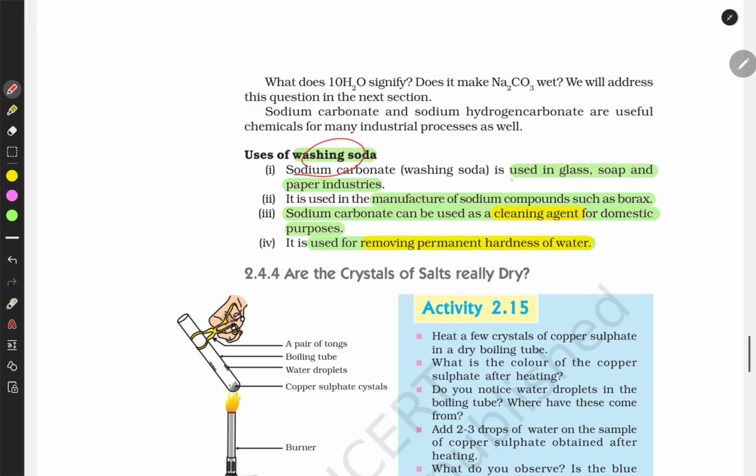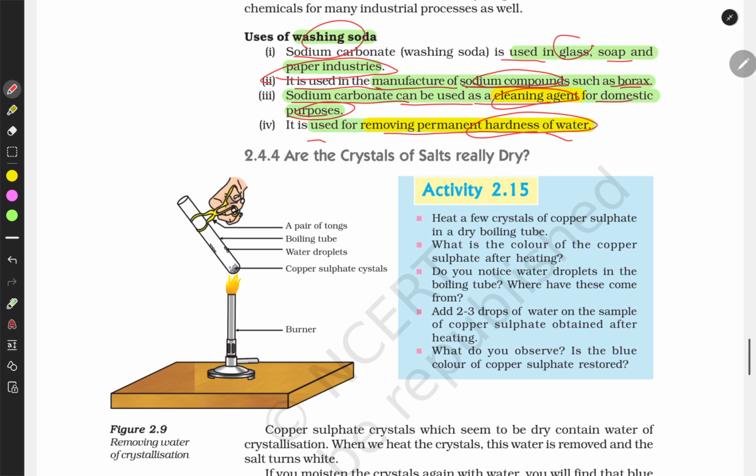Washing soda is used in glass, soap and paper industries, and it is used in the manufacturing of sodium compounds such as borax. Sodium carbonate can be used as a cleaning agent for domestic purposes, and it is also used in removing the permanent hardness of water.